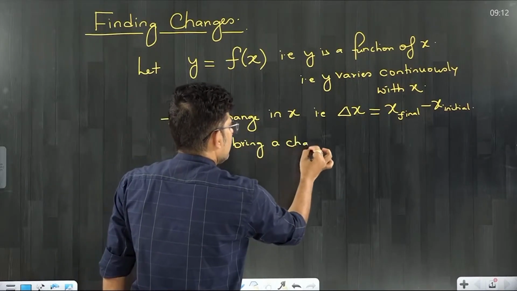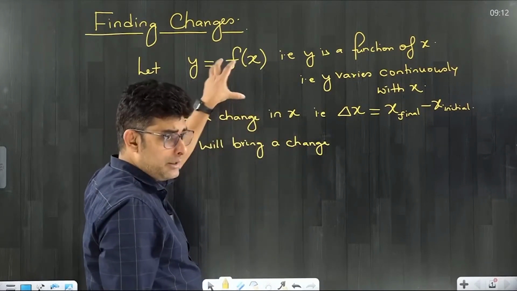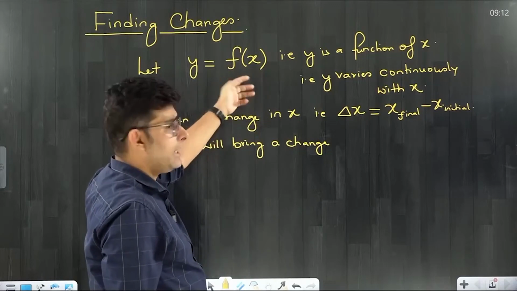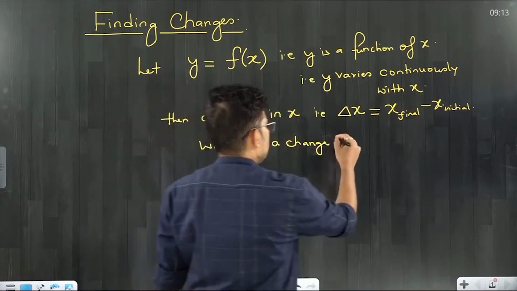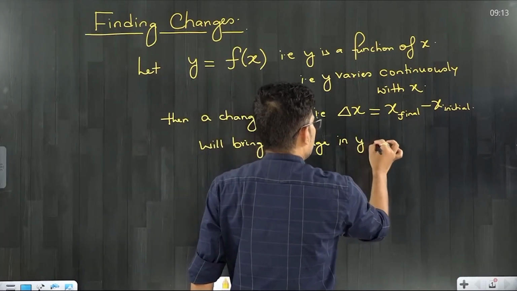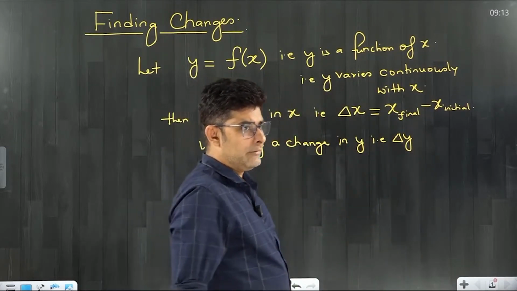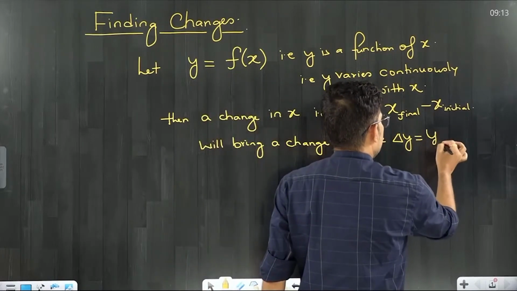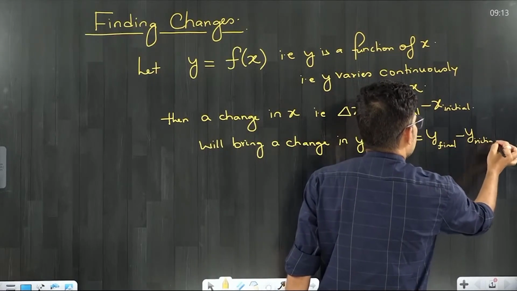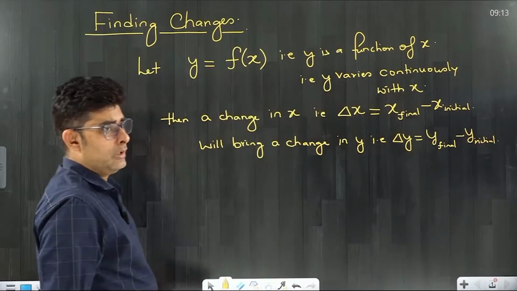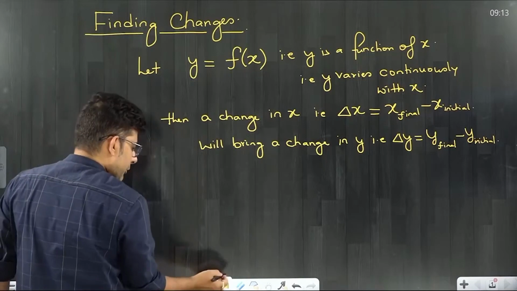So then a change in x, that is delta x, will bring obviously a change in y also, because y is dependent on x, it will depend on x in a certain way as per the equation given. So it will bring a change in y also, that is, we will write it as delta y. Change in y is delta y. So delta y means y final minus y initial. Clear?